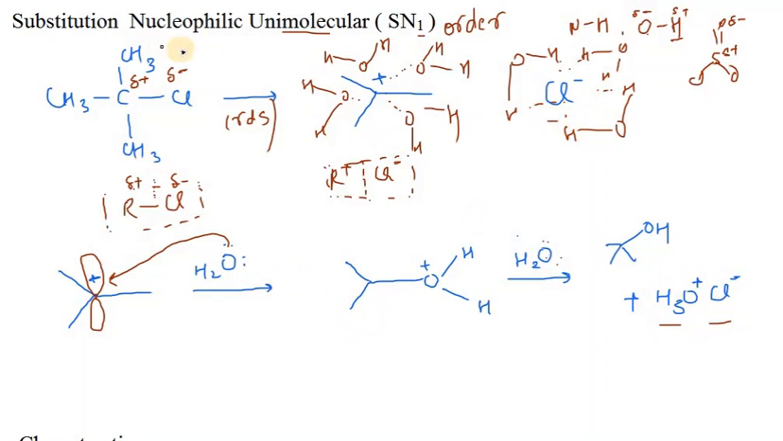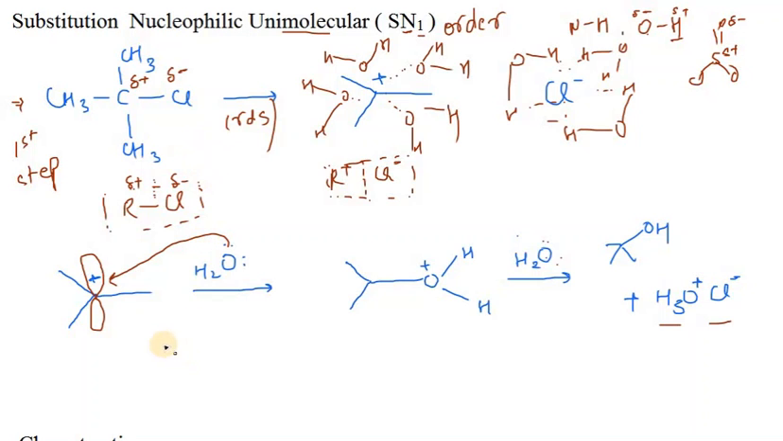So this is again substitution. One nucleophile is substituting another nucleophile, but it is unimolecular. Why is it unimolecular? If we see the very first step, we consider this as the first step. Now the first step involves only one molecule. That's why it is considered a unimolecular reaction, because the first step we consider as an elementary step. For an elementary step, we have seen that molecularity and order are the same. So here the order is also 1.